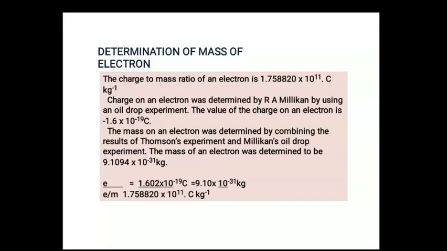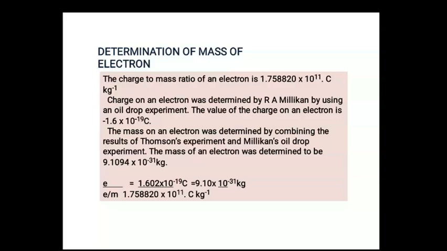Now from these two things we can determine the mass of electron. So the mass of electron was determined by combining the results of Thomson's experiment and Millikan's oil drop experiment. How do we determine it? We determine it simply by dividing. So e upon m will give you the mass of electron, which comes out to be 9.10 into 10 raised to the power minus 31 kilogram.